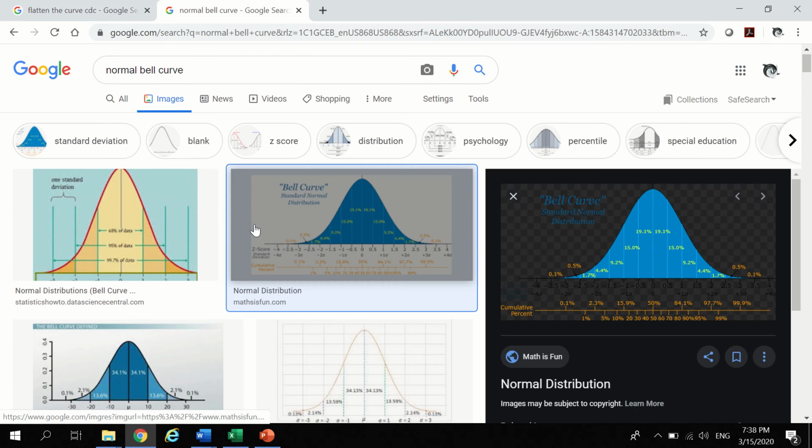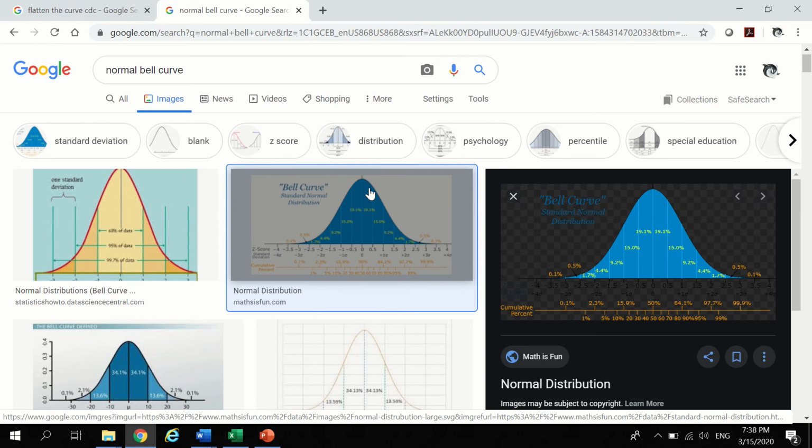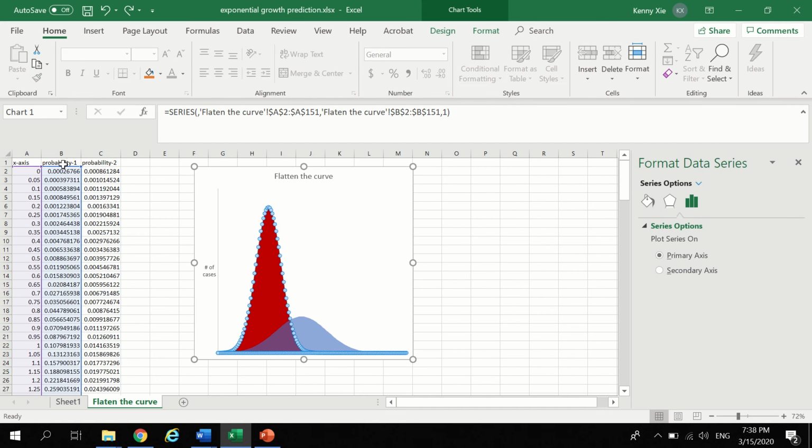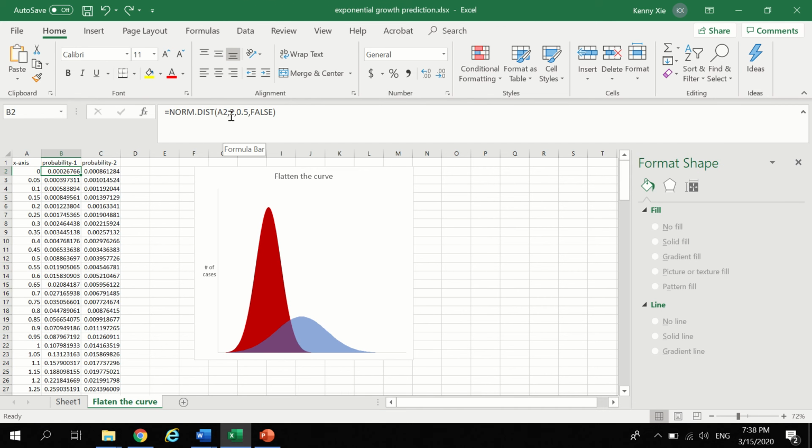Here is the normal bell curve, and this is basically a distribution of probability around the standard deviations. Depending on your mean or your standard deviation, you will get different shapes. Here, the x-axis is basically the standard deviations, and this is the first bell curve, and it has a mean of 2 and a standard deviation of 0.5. The cumulative is false, and the function is called norm.dist.